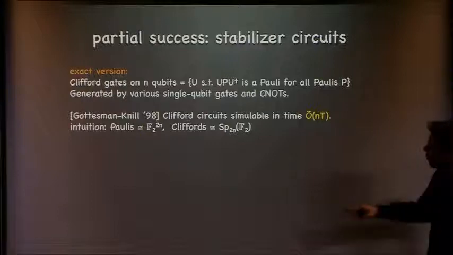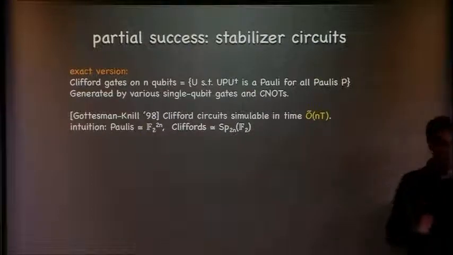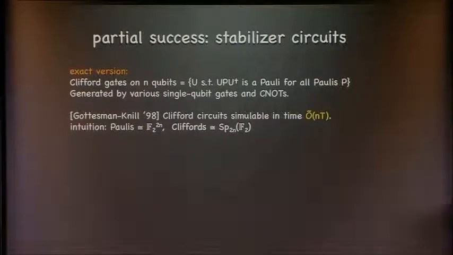One way to get some intuition of what mathematically is going on with the Cliffords is that the Paulis can be described by 2n-bit strings, and they look like F2 to the 2n, a string of 2n elements of F2. And the Cliffords correspond to matrices that act on these, that belong to the symplectic group over F2. So these are F2-linear operations, which expresses why they can't do things that are too complicated and why it might be possible to track them with a simple classical simulation.